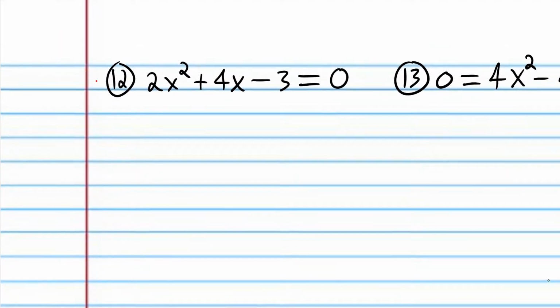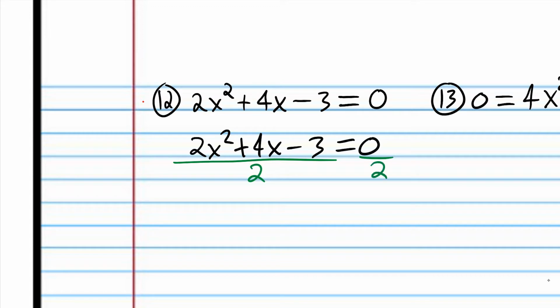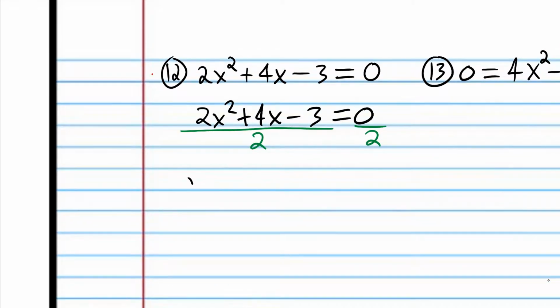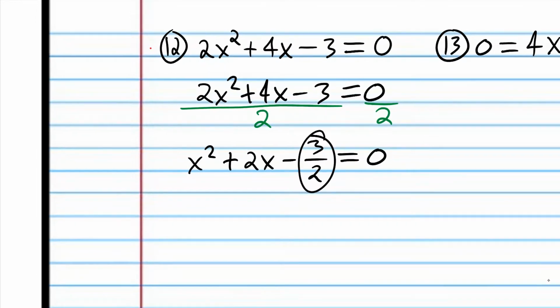Now, I mentioned in the previous class that you cannot complete the square in a quadratic equation if there's a coefficient on the x squared term, at least in 99% of the cases. So what you have to do first is get rid of this coefficient on the x squared term. So just like we did in the previous class, we're going to divide both sides of the equation by 2, and then we get x squared plus 2x minus 3 over 2 equals 0. And we can't really do anything with that. We just have to leave it as a fraction.